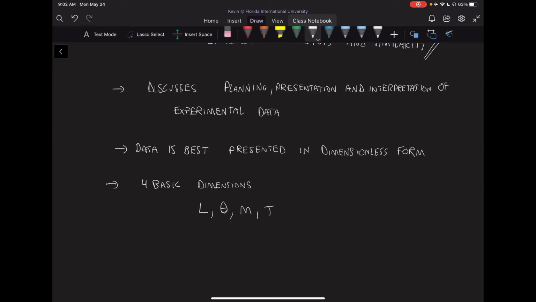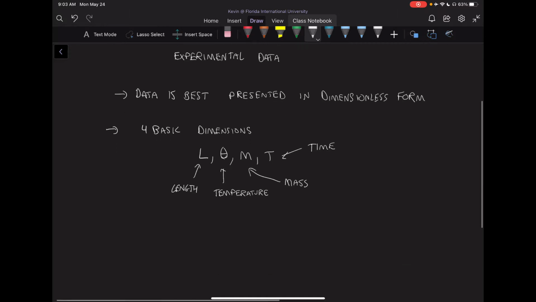So what do all these dimensions stand for? L stands for length, theta stands for temperature, M stands for mass, and finally T stands for time. Okay, so do not mix up temperature and time, but we have both in the term.